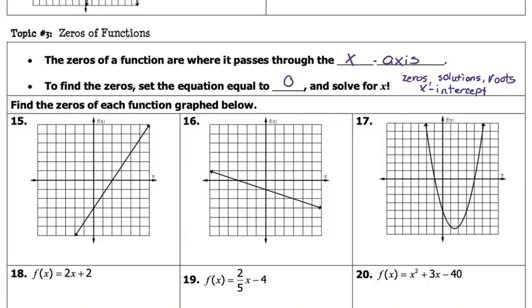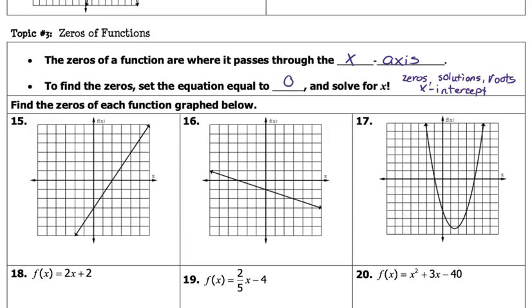All right, in this video we are going to look at topic number 3, in which we are just looking for the zeros of functions. Again, the zeros of a function is where it passes through the x-axis. To find the zeros, we set the equation equal to 0 and we solve for x. Remember, we just talked about while working in quadratics that there are different names for the x-intercept. Sometimes they call it zeros, sometimes they call it solutions, sometimes they call it roots, but it all means the same thing. Where does this function cross the x-axis?